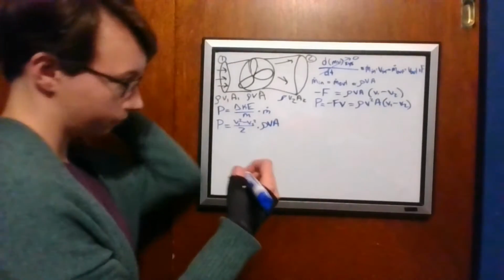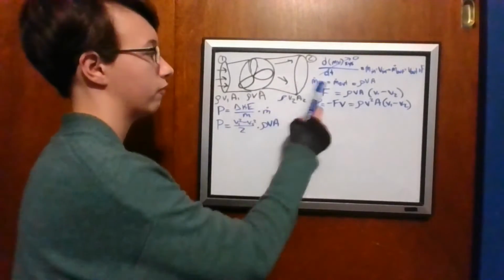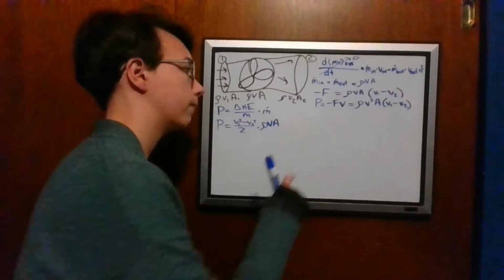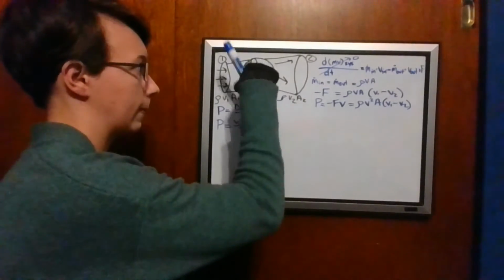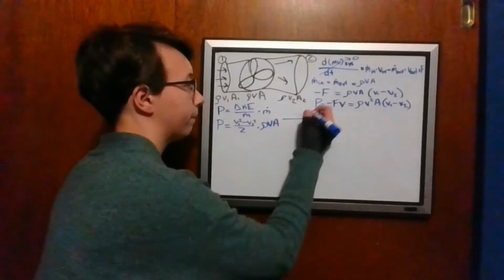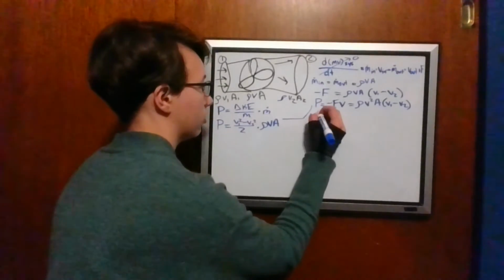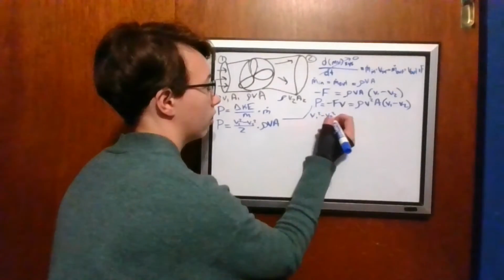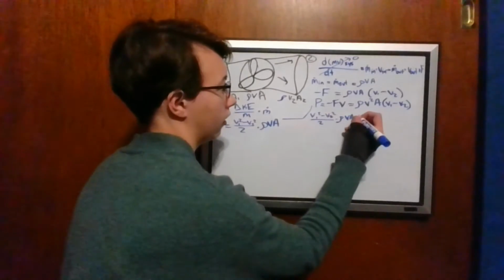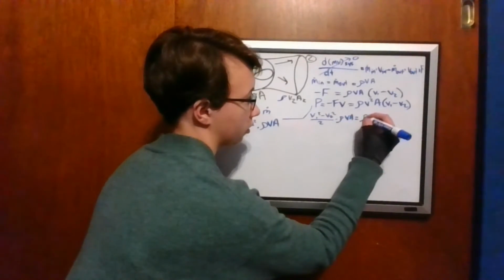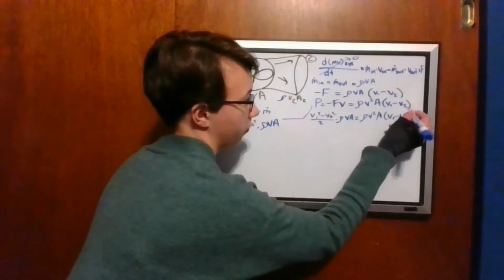Right. So then from here we have two equations for power, so we're going to set those equal to each other and solve for the velocity in the wind turbine. So we have that the velocity at 1 squared minus the velocity at 2 squared over 2 times rho VA is equal to rho V squared A times V1 minus V2.